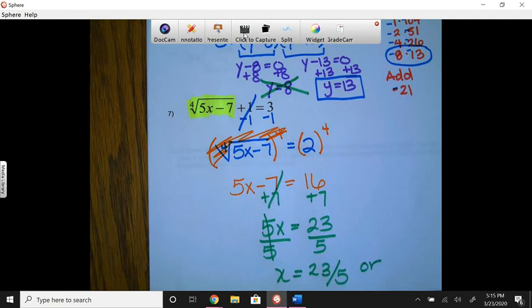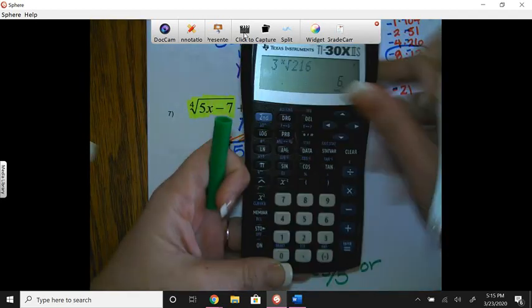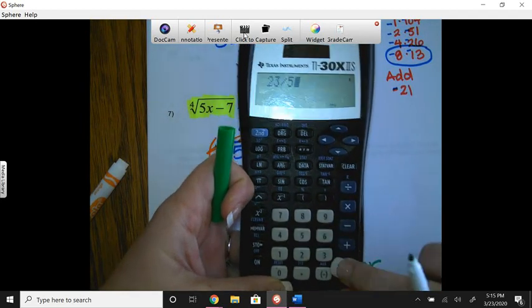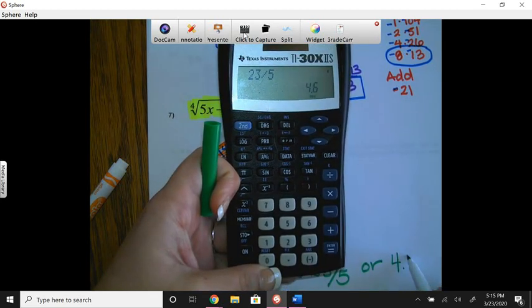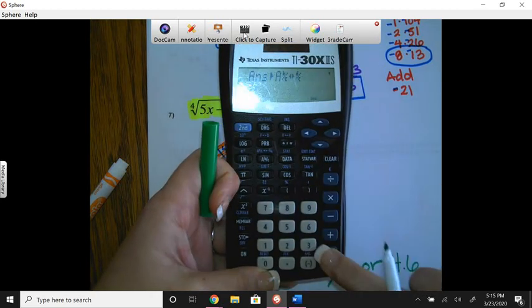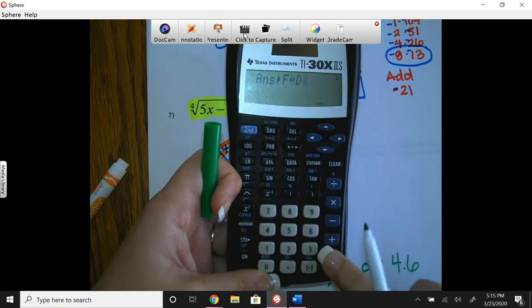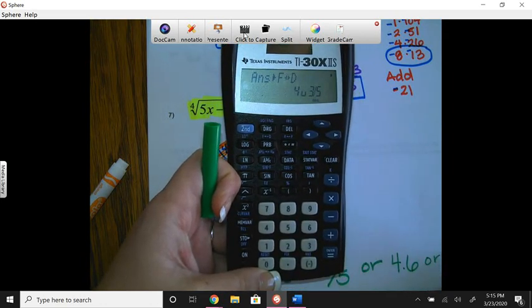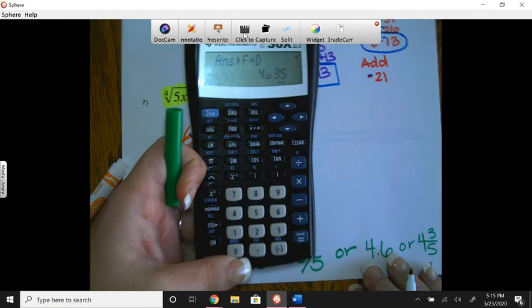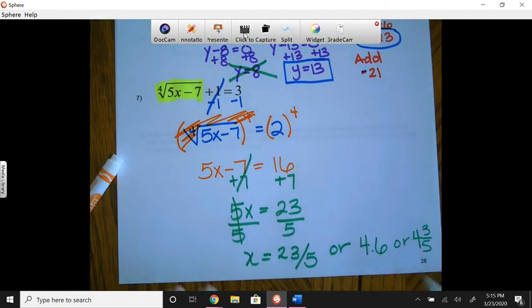Or, if we put that in our calculator, since 5 doesn't go into 23 evenly, we would get 4.6. And even though I wouldn't leave it like that, you could also write it as 4 3/5. Those are all the same value, so I would do one of these.